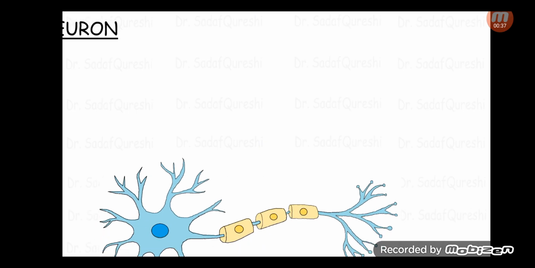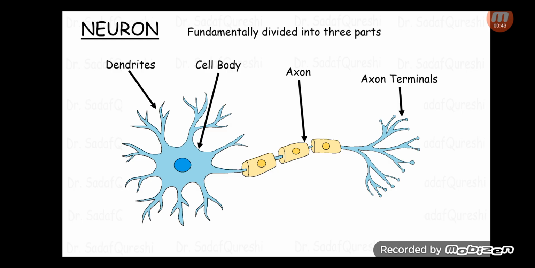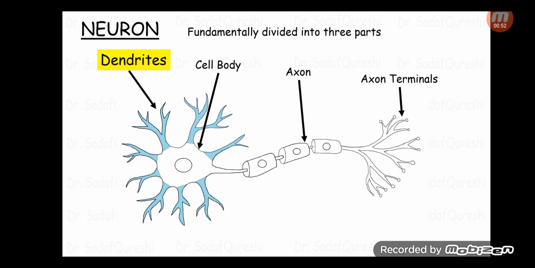The structure of the neuron is fundamentally divided into three parts. First we have dendrites, then we have the cell body, and then we have the axon. We also have axon terminals that are actually part of the axon. Now we'll talk about each structure one by one and see how that structure helps in the functionality of the neuron. The first structure we are going to talk about is dendrites.